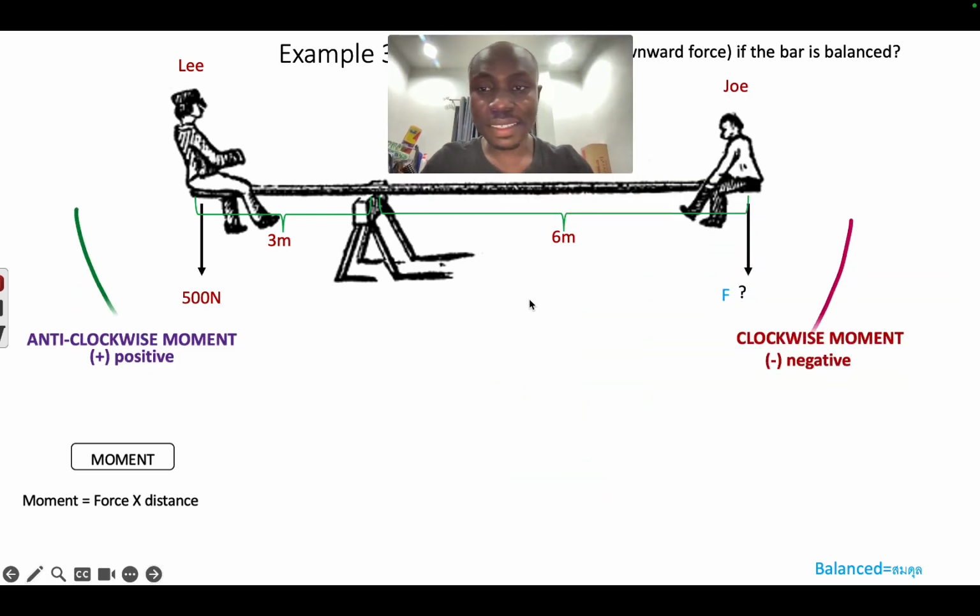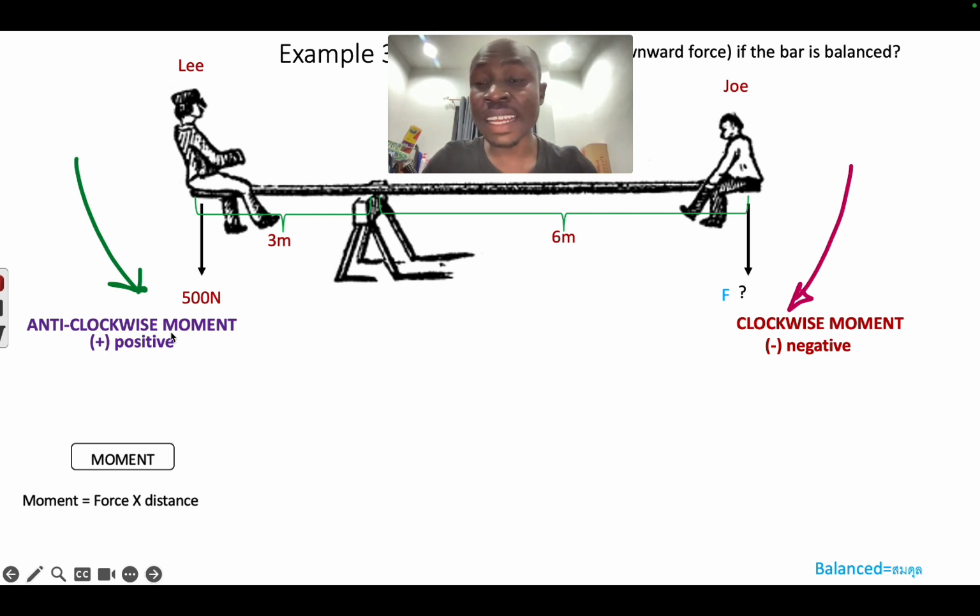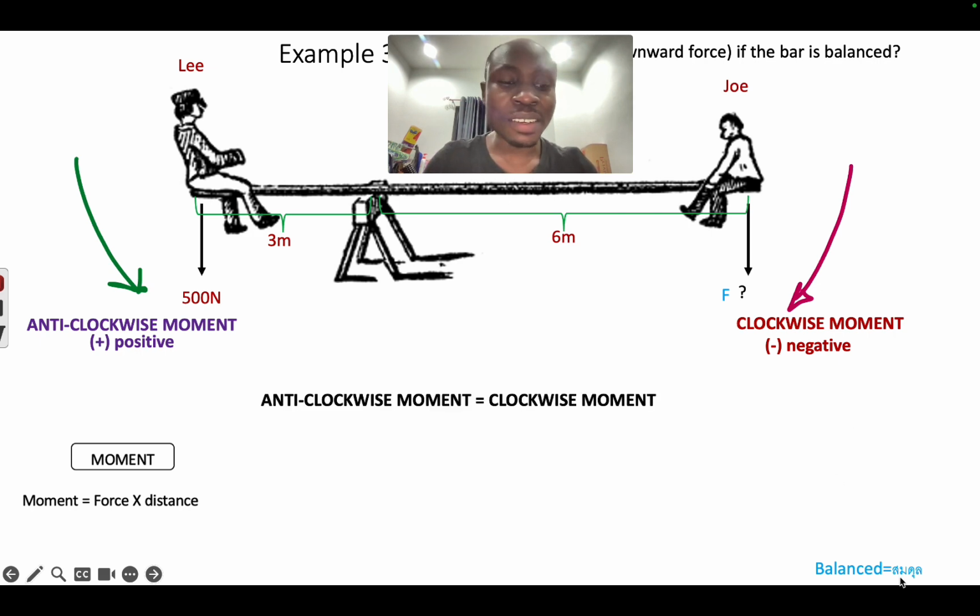So we know that Lee is going to create anti-clockwise moment, Joe will create clockwise moment. And because the bar is balanced, the anti-clockwise moment will be equal to the clockwise moment. It will be the same. So let's try and find that. So anti-clockwise moment will be 500 times 3. And this should be equal to the F, we don't know F, times the distance, 6 meters. And we bring the negative sign to show that it is clockwise.